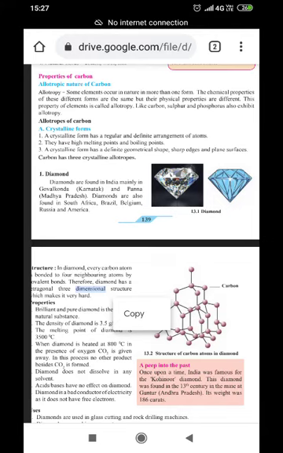Good morning, dear students. Welcome back again with a new session of carbon and its important element. Properties of carbon in the allotropic form.